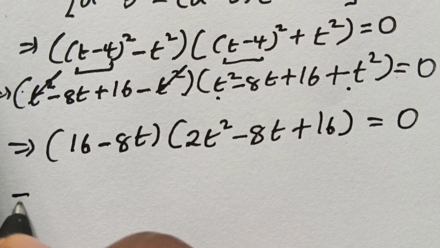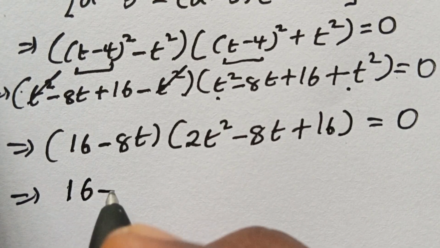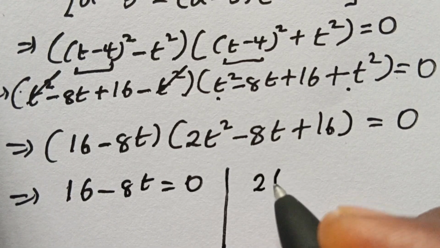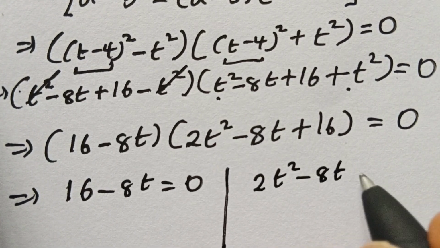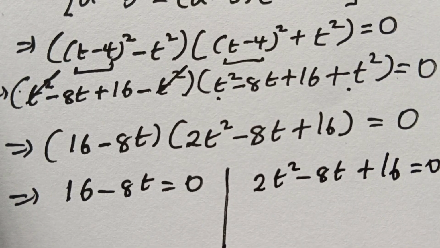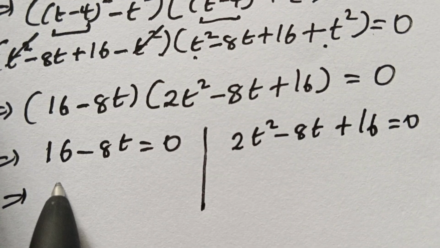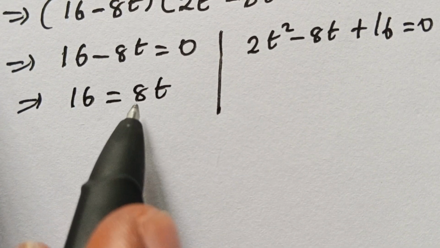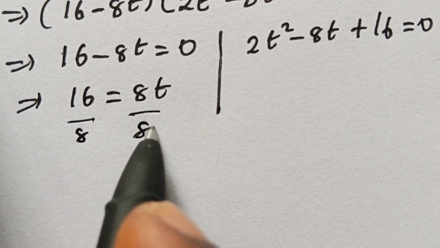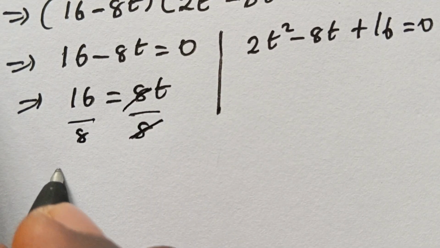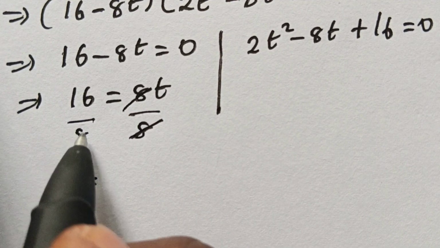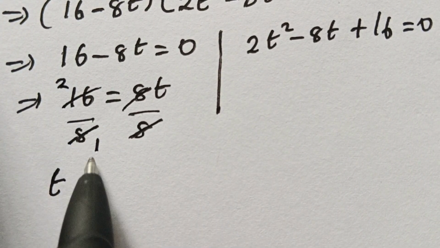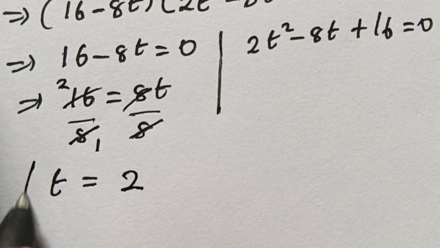Let's continue. This implies that 16 minus 8t is equal to 0, or 2t squared minus 8t plus 16 is equal to 0. Clearly from this line, 16 is equal to 8t. Let's divide both sides by 8. 8 cancels 8. We are left with t equal to 16 divided by 8, that is 2. This is the value of t.